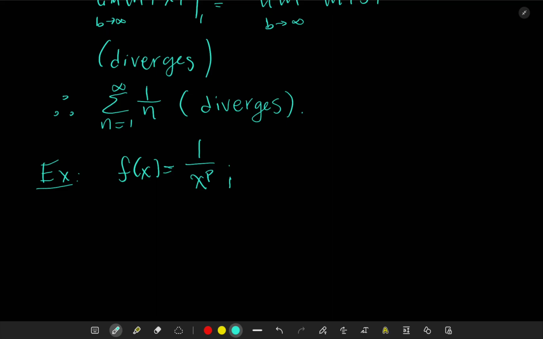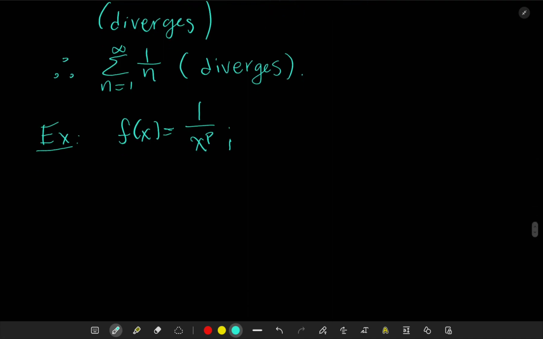So the same conditions as before hold. The function is continuous, is decreasing, and if we look at the sum of 1 over n to the p, the function matches the terms of the series at n. So we can do our integral and find out what happens. So the integral from 1 to infinity of 1 over x to the p. P, by the way, is not equal to 1, where we would have the natural log. We already took care of that part.